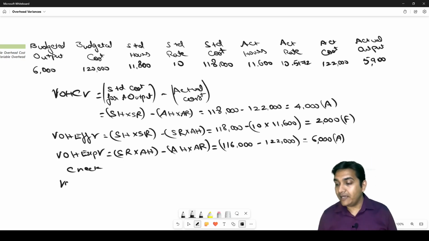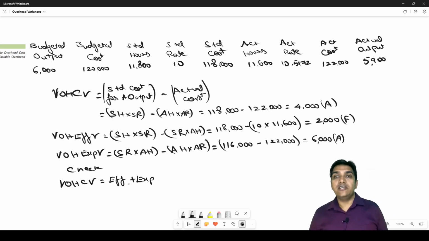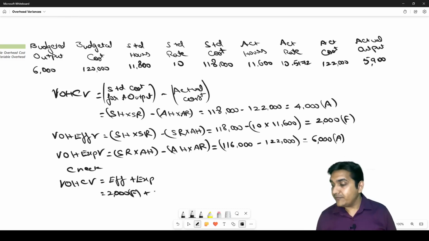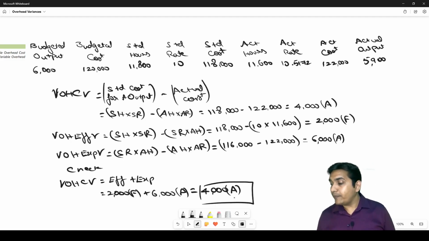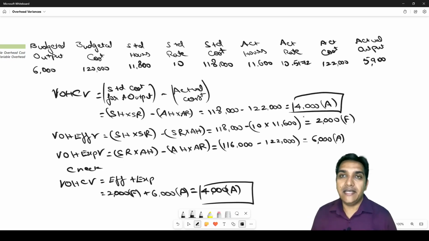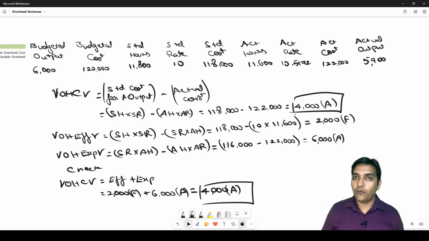Then after computing the variances, we can also do our check. What is the check? Variable overhead cost variance is equal to efficiency variance plus expenditure variance. So what is my efficiency variance? 2,000 favorable, plus what is my expenditure variance? 6,000 adverse. So the total of this would be 4,000 adverse, which is equal to my variable overhead cost variance. So this ends our variable overhead problem.